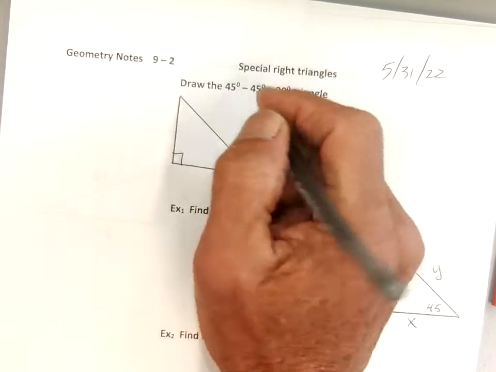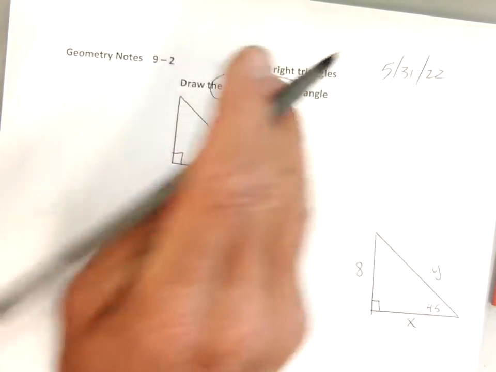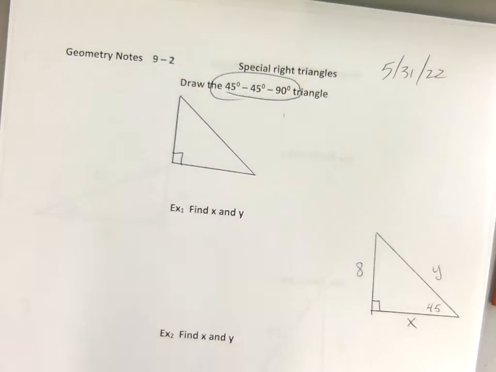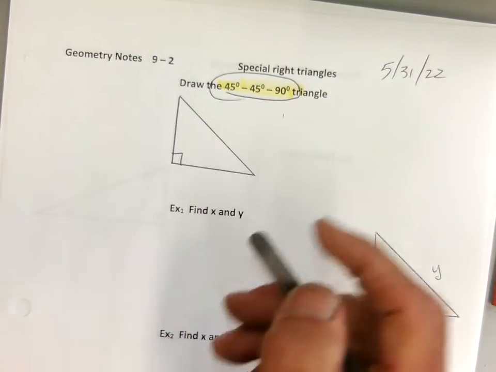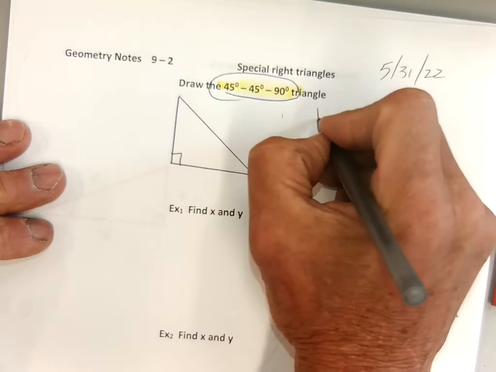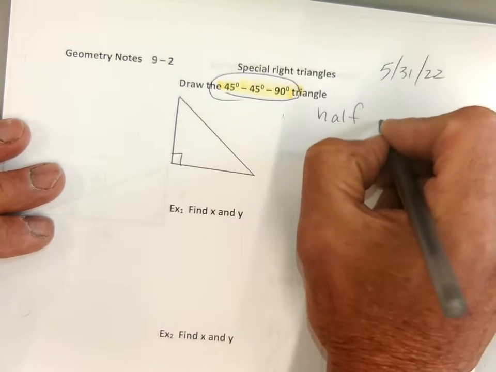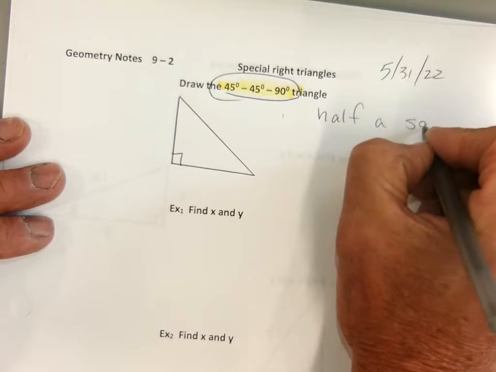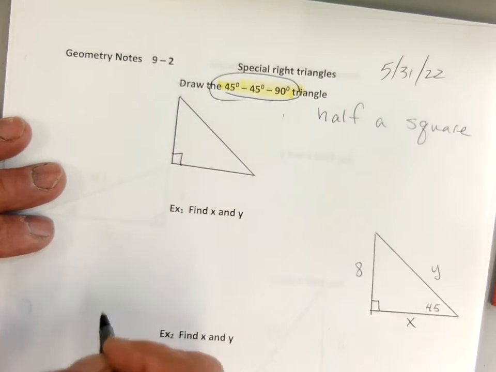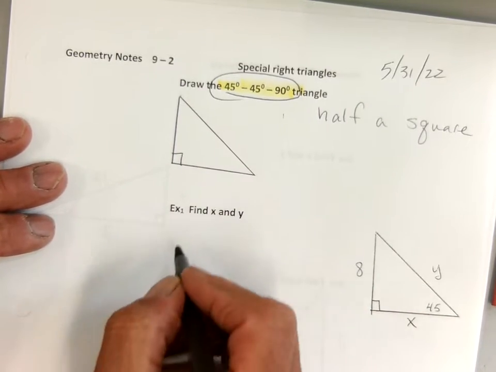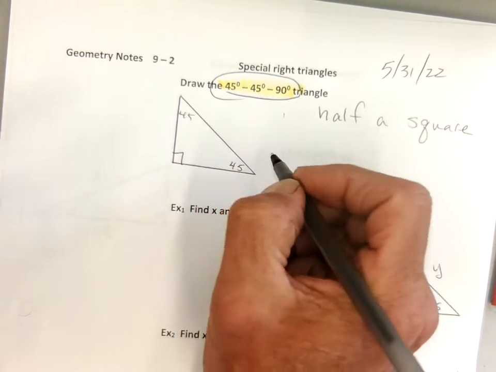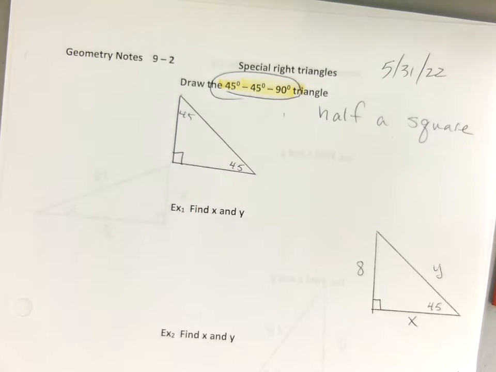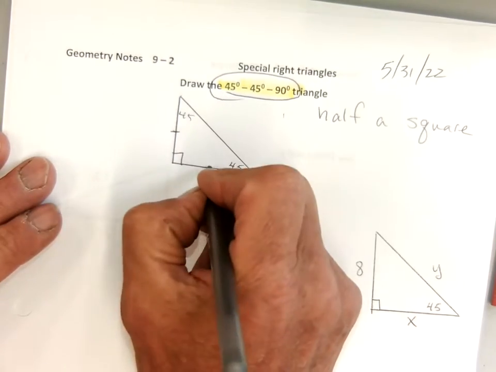So the 45, 45, 90 triangle, right triangle, is really half a square. If I take a square and cut it in half, it does make a 45-degree angle, right? That makes sense. Take a square, cut it in half, it's got to be a 45-degree angle. And then I do know that these two sides must be equal because it's half a square.